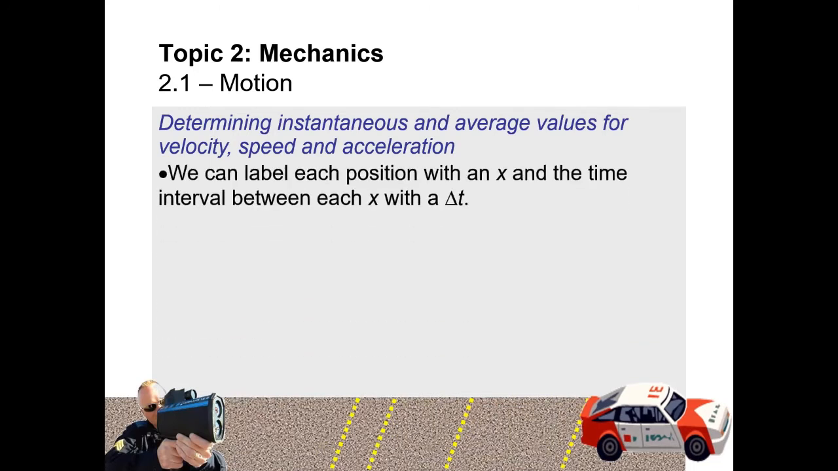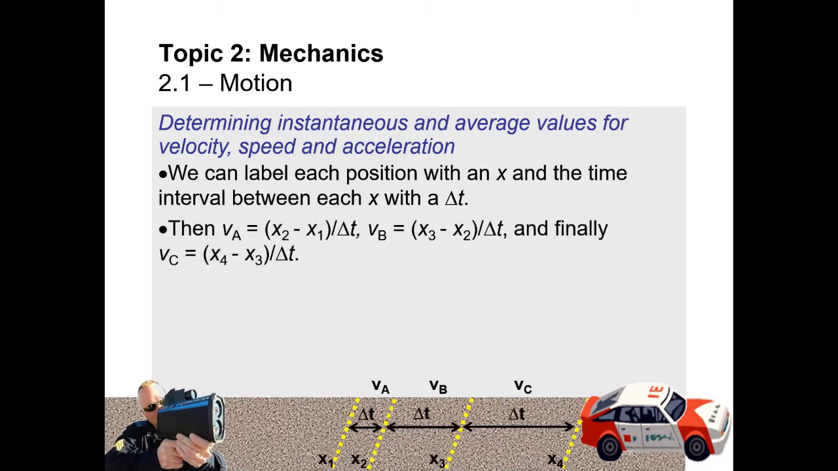We can label each position with an x, and the time interval between each x with a constant delta t. Then velocity A equals position 2 minus position 1 divided by delta t. Velocity B equals position 3 minus position 2 divided by delta t. And finally, velocity C equals position 4 minus position 3 divided by delta t.